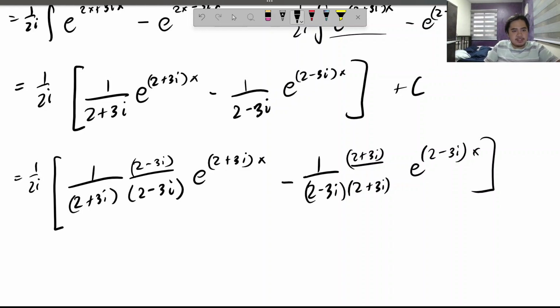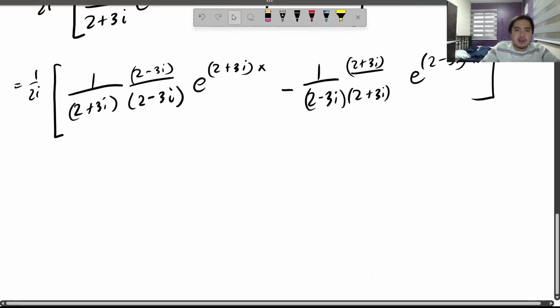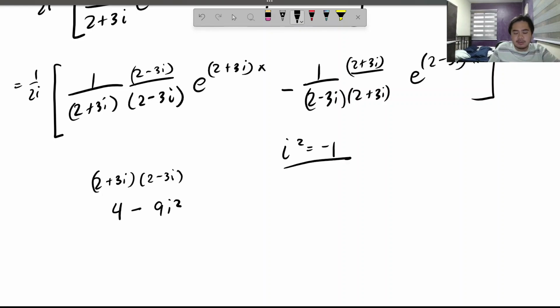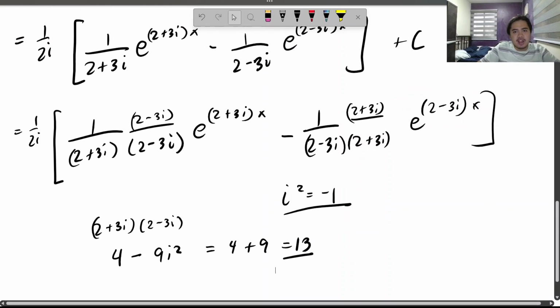So 2 plus 3i, 2 minus 3i, 2 minus 3i, 2 plus 3i. The denominators are the same. So what is 2 plus 3i and 2 minus 3i multiplied together? That is just the difference of two squares. So this is 4 minus 9i squared. By definition, i squared is negative 1. This is one of the earliest things we know about imaginary numbers. So this is actually 4 minus minus is plus 9, 13. Remember 13? That's the number we had earlier, right?